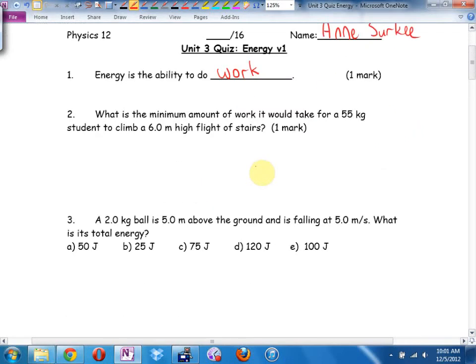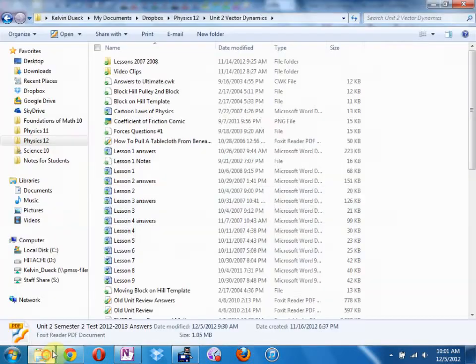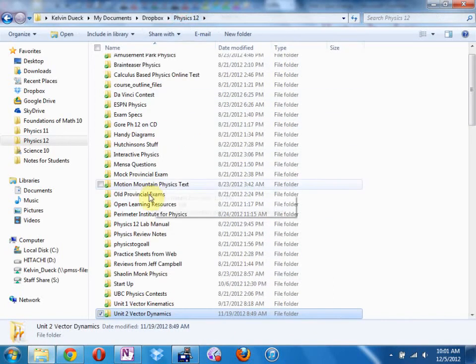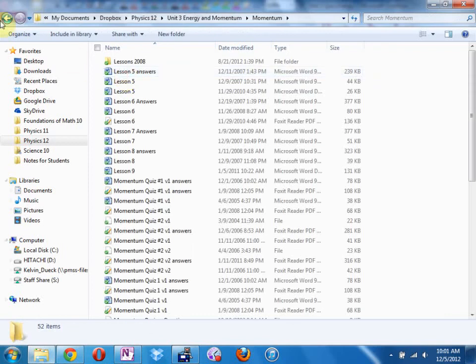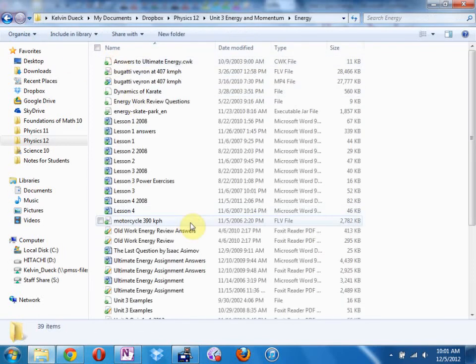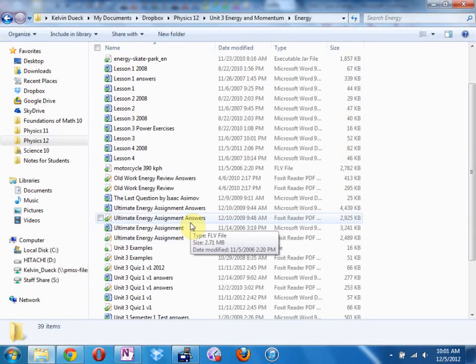What is the minimum amount of work it would take for a 55-kilogram student to climb a 6-meter high flight of stairs? Just to speed things up a bit, I'm going to go through my answer key that I've pre-made. Normally I walk through all, oh, that's momentum, that's next unit. And I want quiz 2000 answers.